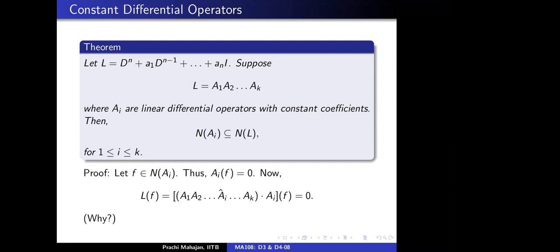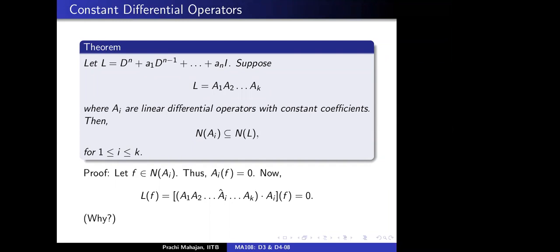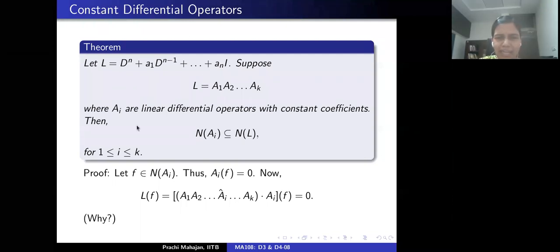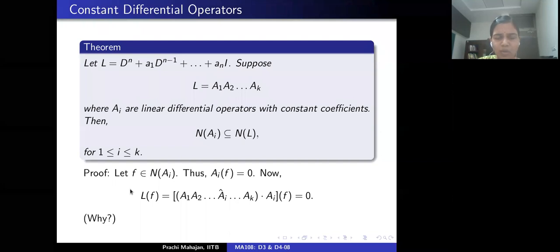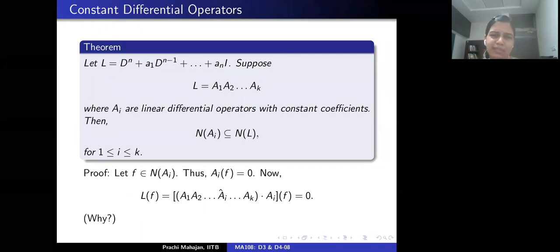Here the A_i's are factors of L, in the sense described on the previous slide. A_i is a factor of L, meaning that you write down the characteristic polynomial, like D minus 3 and D minus 2. Much like that. The hat means that the term A_i is omitted from this product. To begin with, what I know is L is the product A_1 A_2 ... A_k. I can switch the order, move around using the previous corollary, and apply A_i first and the others later. It doesn't matter, I'll get the same output. I'm doing this because I know that f is in the null space of A_i.